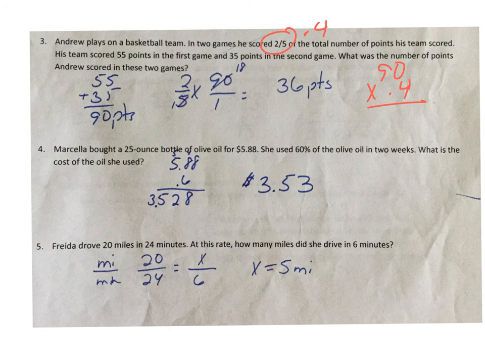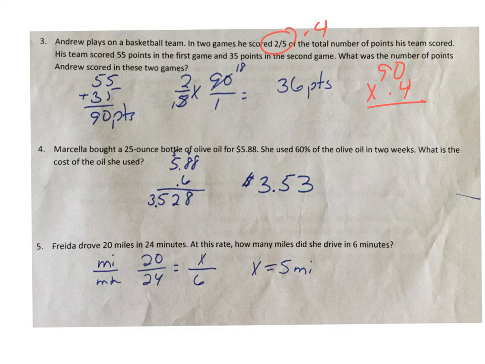Number 4, it says, what is the cost of the oils used? So, meaning the cost and how much is used. So only 0.6 is used. So you write your amount of money and multiply it because of 60% of that price. So you multiply 0.6 times $5.88 and you get $3.53, which is closest to $3.60.